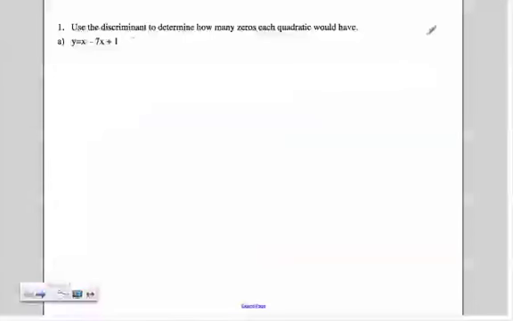In the content, you should have went over the discriminant. And the discriminant is the part of the quadratic formula that's under the square root. So this isn't the full quadratic formula, it's just the piece that comes inside the square root after you do your negative b plus or minus the square root of b squared minus 4ac all over 2a.